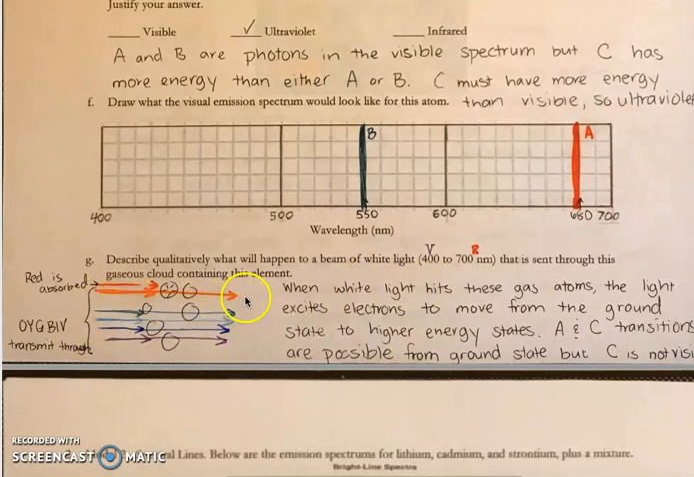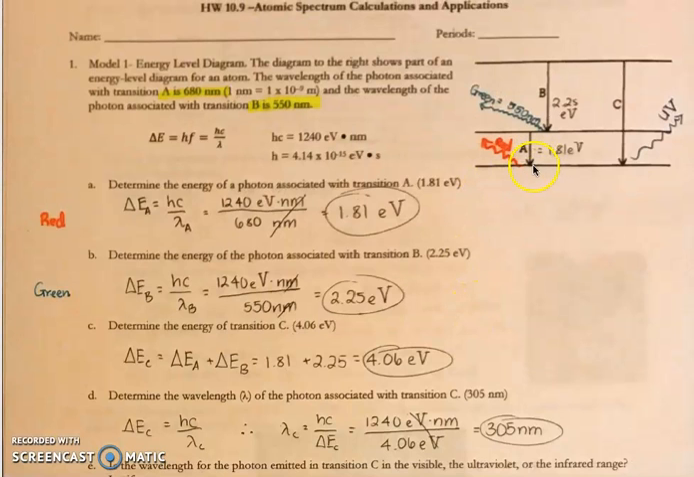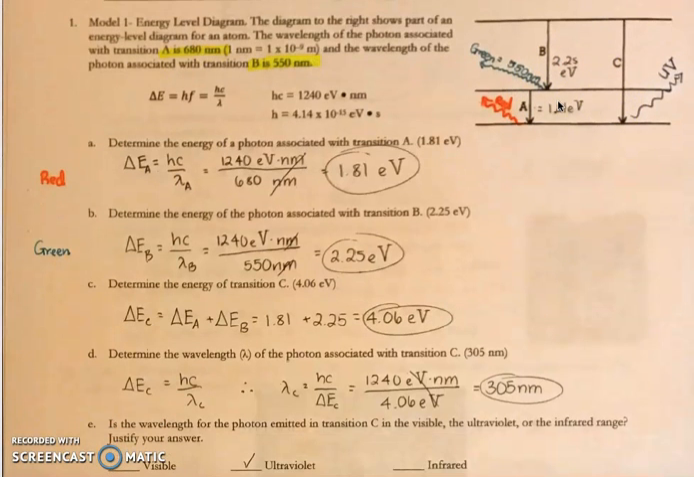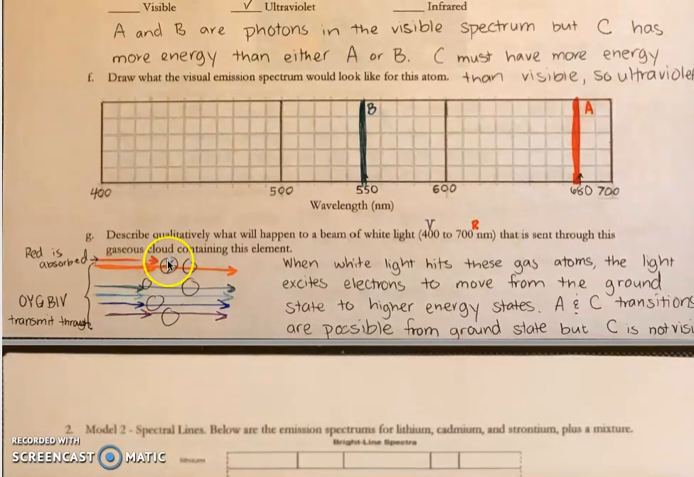They all pass right through because when white light hits these gas atoms, it moves electrons up from the ground state. Let's look at the ground state. So that could either be A or C. It actually can't be B. Talk to me about that later if you have a question. But it can't be B because your electrons start in your most stable state, your ground state. And when light hits them, it can either move up in transition A or transition C. So transition A is the only one that falls in this category.